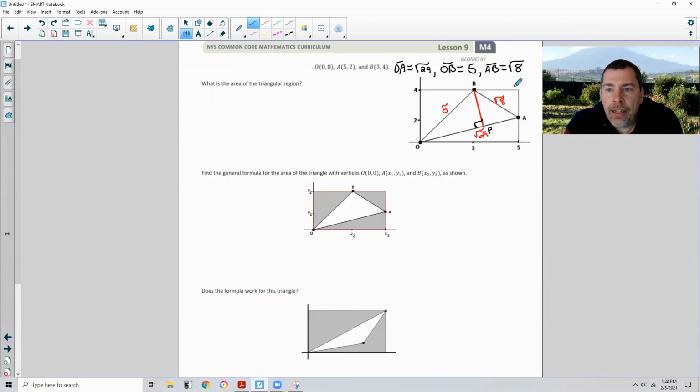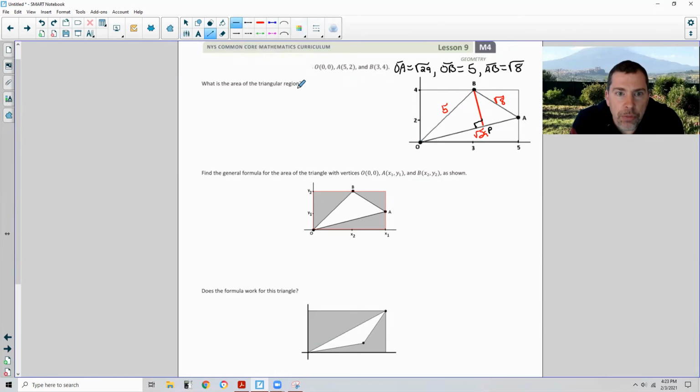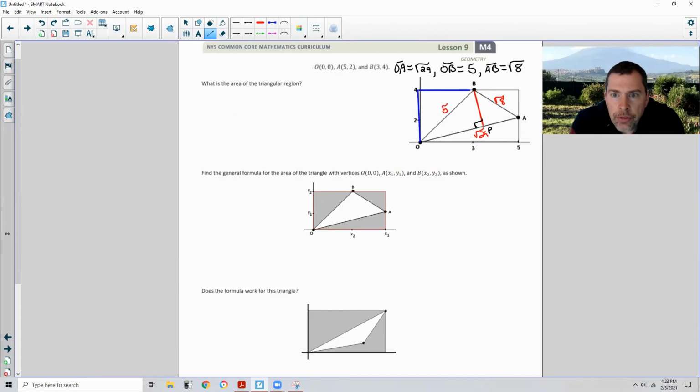But I can take this rectangle and create 3 right triangles and find the areas of each. So if I do that, here's what the process would be. Let's make it blue. And I'm going to look for the area of this triangle first. Let's do this one in blue.